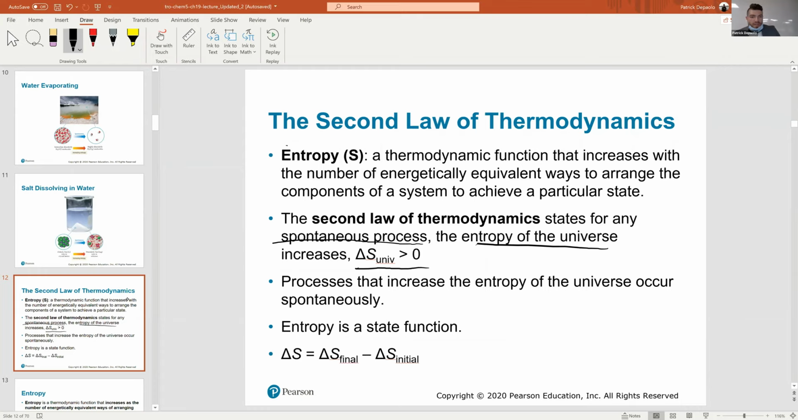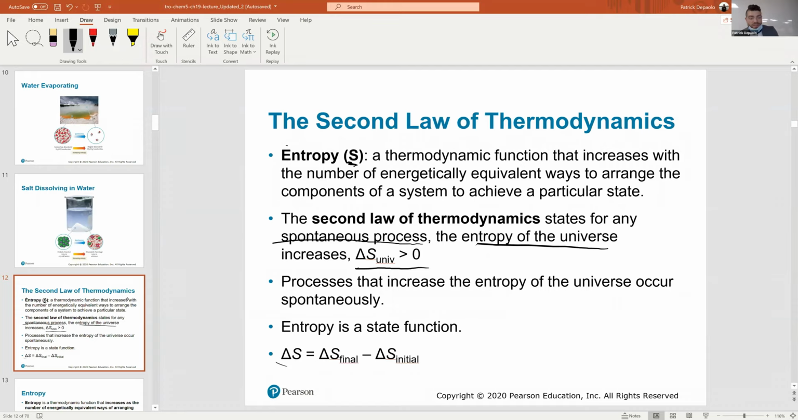So yeah, we use the letter S for entropy, maybe S for second law. I don't know. That's the way I remember it. But S is for entropy, and delta S is change in entropy. So basically, it increases with the number of energetically equivalent ways to arrange something. What that means is the amount of disorder in the substance. And it's a state function, meaning only the final and the initial values matter. So you can do final minus initial, and you get delta S.